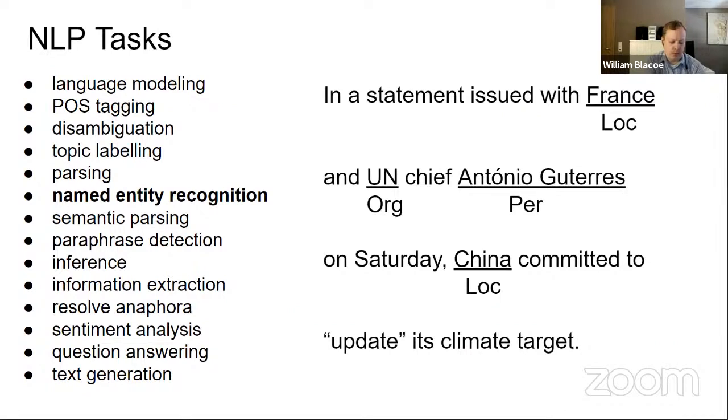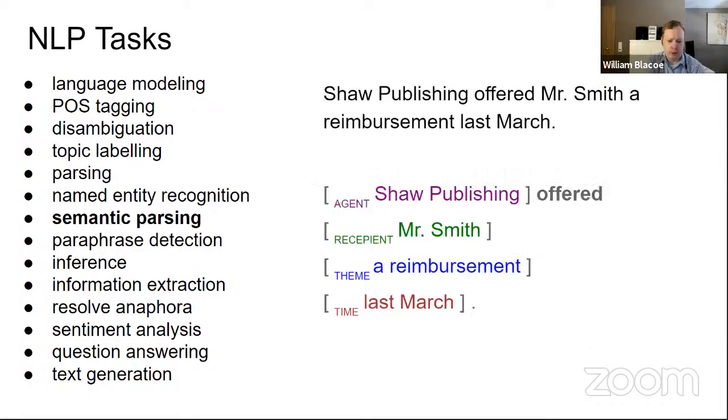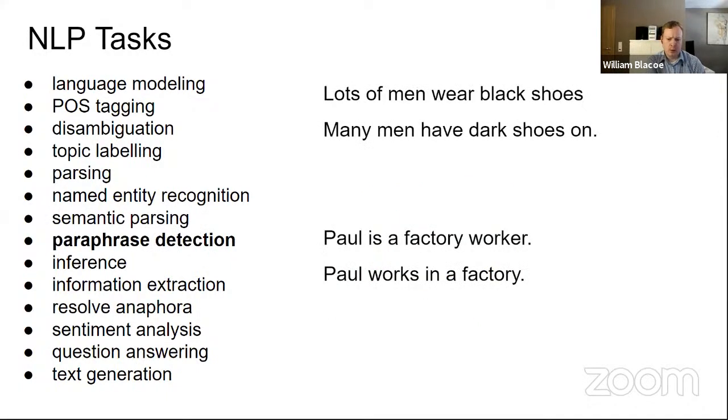Semantic parsing is assigning every relevant part of a sentence a role, such as the one doing the offering. Recipient is the one receiving the offer. Reimbursement is the theme, or the thing that gets offered. And last March is the time when it was offered. Another way to look at the different things going on around the verb offer. And yeah, question answering I get into later.